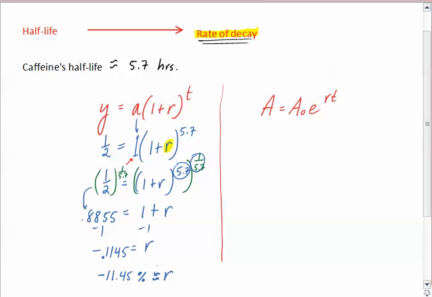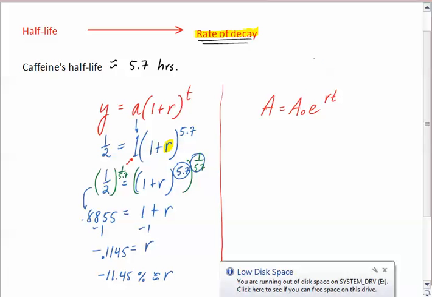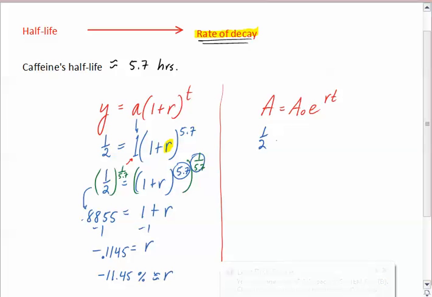Now, let's take a look at using the half-life to determine the rate of decay using this continuous decaying equation, formula. Here we go. We're still going to have half the amount that we started with. This, by the way, is the initial amount, so I'm going to call it 1. Here's my e to the, I don't know, power, right? That's the r power. And then this is obviously 5.7. So that's really 5.7r.